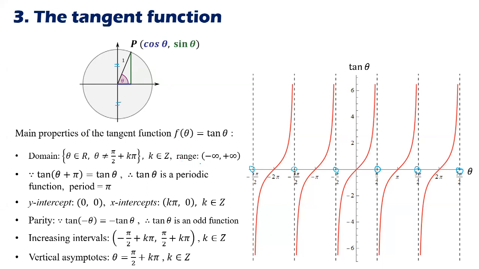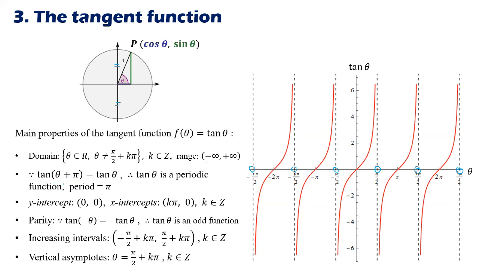Okay, and then let's consider the range. The range, according to the graph, is of course negative infinity to positive infinity. That means the whole set of R, right? Okay, next let's consider the parity.